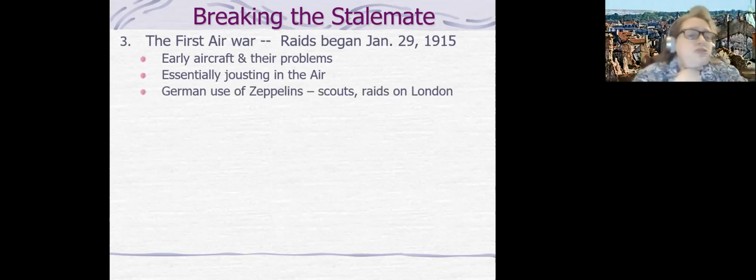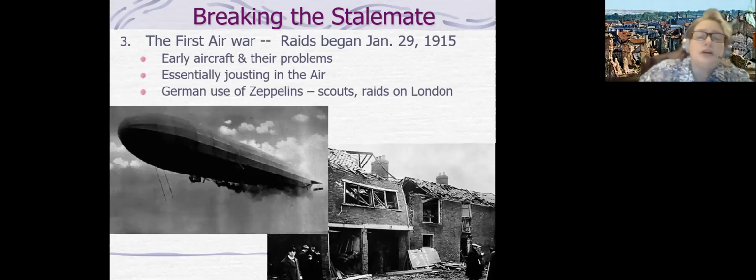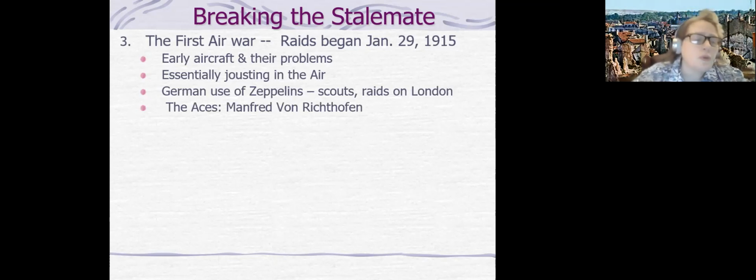The Germans use Zeppelins a lot. They use Zeppelins for scouts, for raids on London, which began in January of 1915. But there was also some romance. This is kind of the last aristocratic warfare. These tended to be guys with money. These were not just regular infantry people.